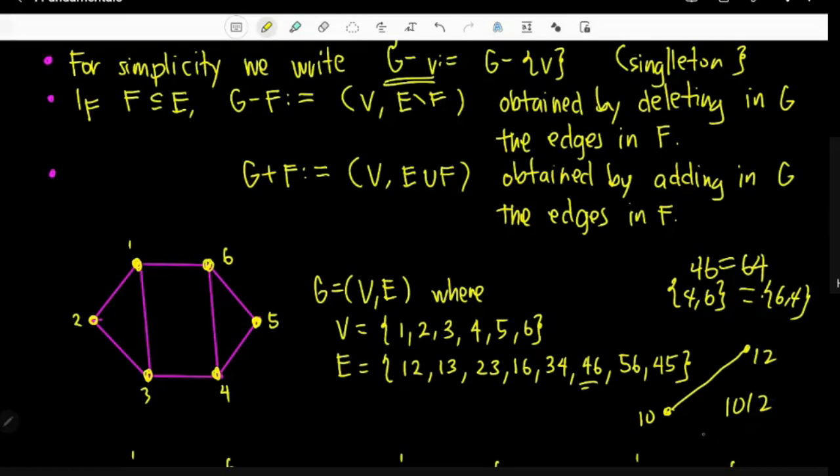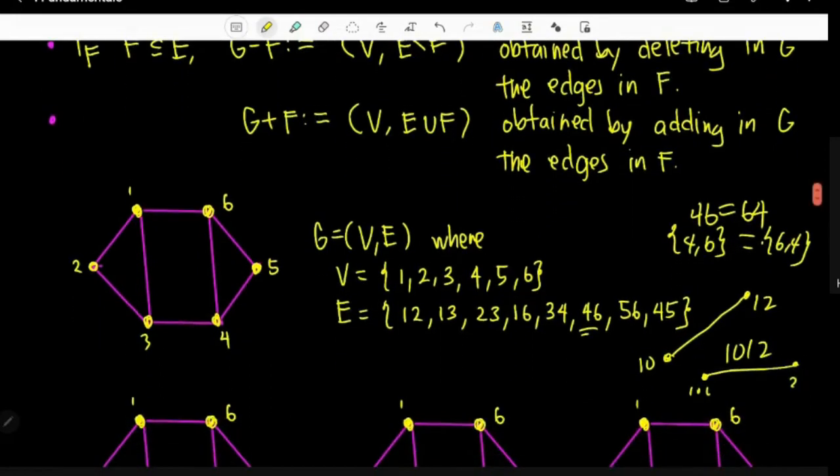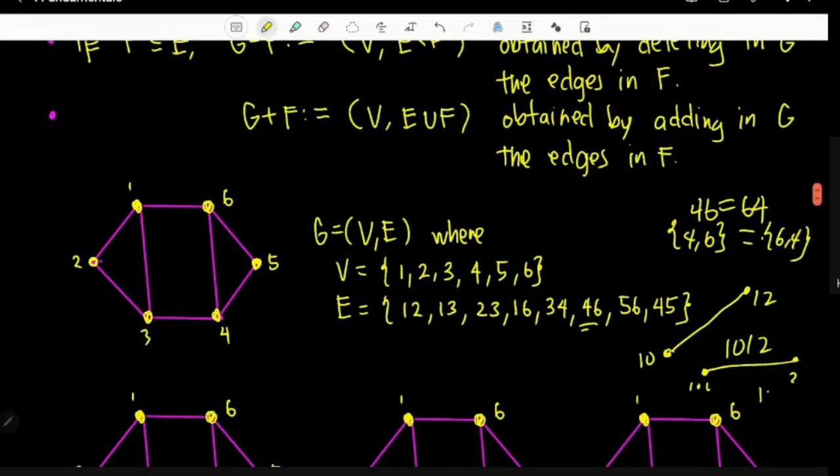O baka mamaya meron kang edge na vertex 101 tsaka vertex 2. Paano mo susulat yung vertex 101 tsaka 2? May 1012. So, may confusion na. Dalawang magkaibang edge, pareho ng representation. Well, in that case, hindi na pwede yung notation natin. Dapat isusulat mo na siya strictly as a set. 10, 12. Hindi ko masulat yan.